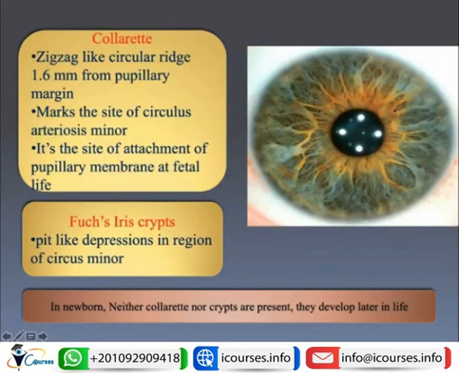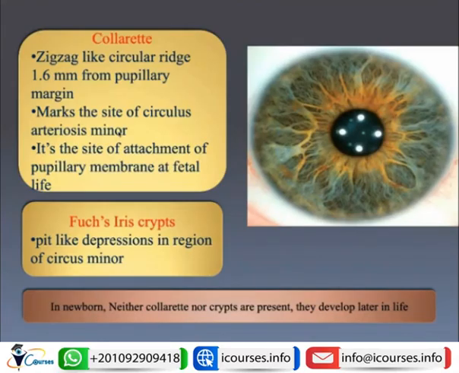So the collarette is a zigzag-like structure, a ridge about 1.5 millimeters from the pupillary margin, which marks the site of circulus iridis minor. At the end of the lecture, we will say that the circulus iridis major gives supply to the circulus iridis minor, and since the circulus iridis major is present in the ciliary body, the circulus iridis minor will be present in the collarette.